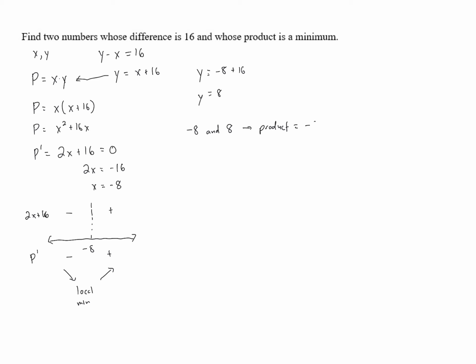And if we were curious about their product, it is negative 64. That is the lowest product we can get if we have two numbers whose difference is 16. So the actual answer here, because we were asked to find the numbers, are negative 8 and positive 8. But that corresponding product, in case we're interested, is negative 64. If you pick any other pair of numbers whose difference is 16, the product is going to be larger than that. So that is our optimal set of numbers.